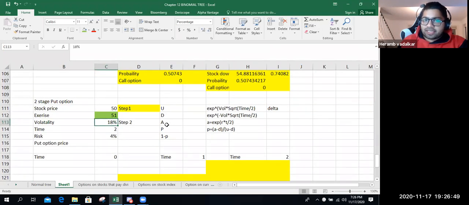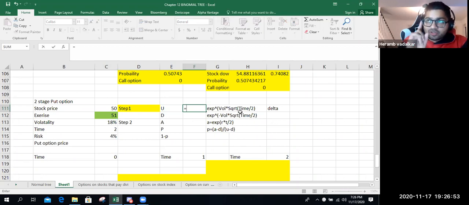Steps U, D, A, P, 1 minus P. So let's start calculating. Now it's a two-stage model. So you have to divide the total time by 2 if total time is given. If delta T is given, use time difference directly. So U will be exponential volatility 18% into square root of time 2 years divided by 2.